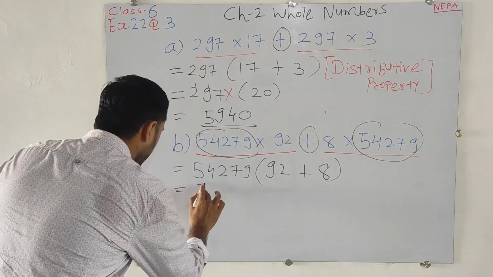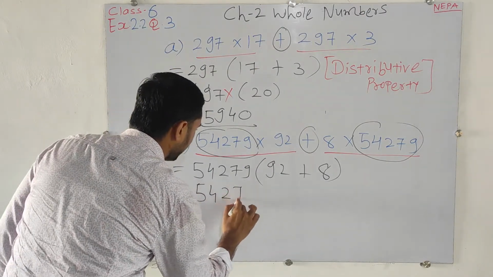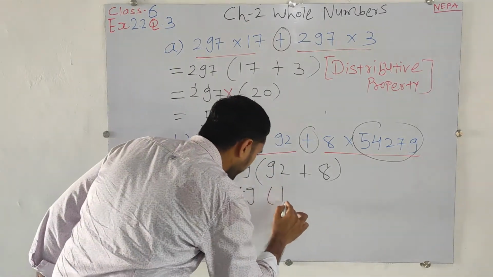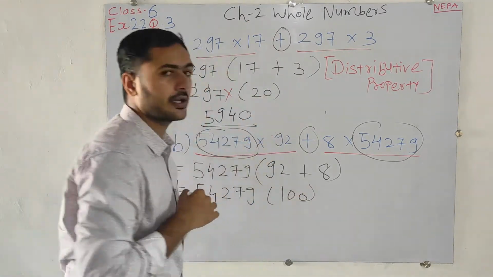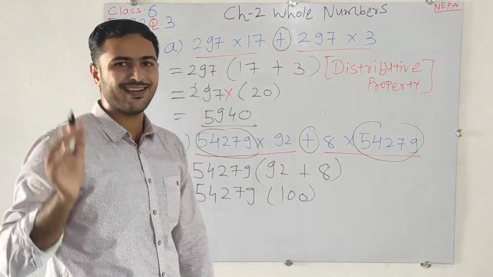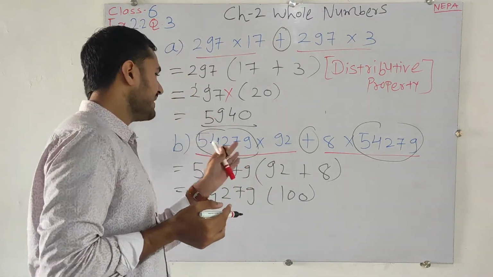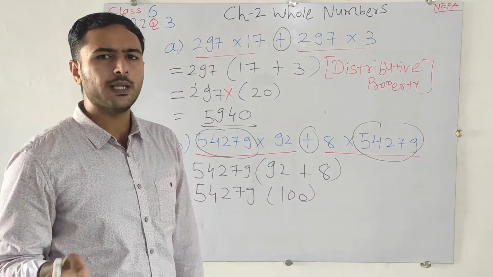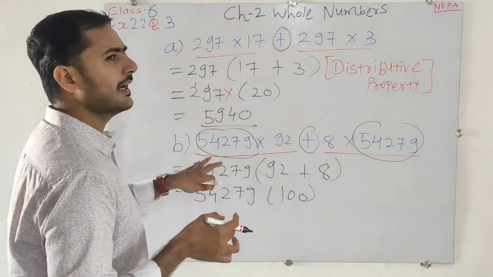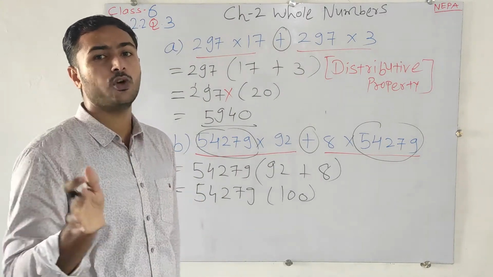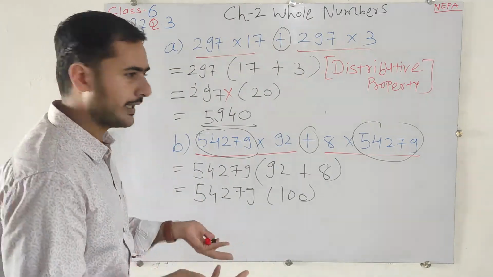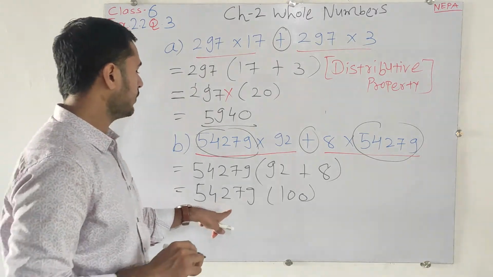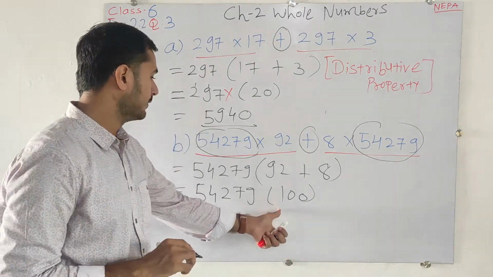How? Let's see. 54,279 and 92 plus 8, that is 100. If you have any confusion about any multiplication or addition, you can do it in your rough book or in any copy, and verify whether my answers are correct or not. If that's not correct, inform me, so I can correct that. Now here is 54,279 multiplied by 100.